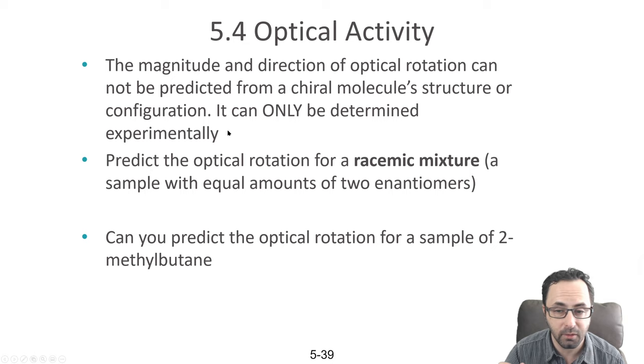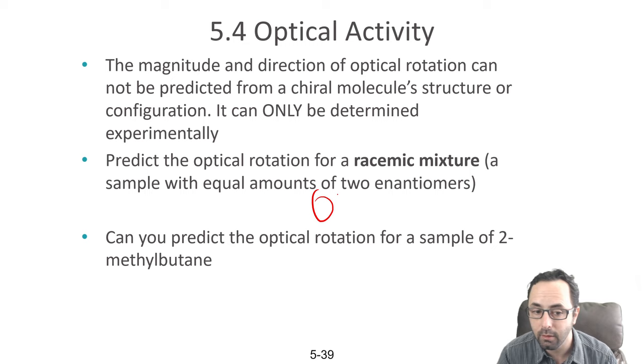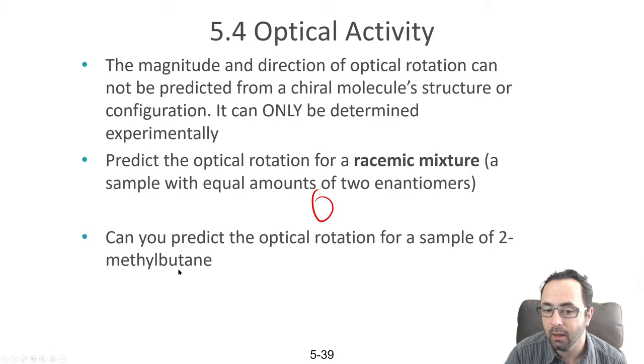And if you have a racemic mixture, so this is an important term that we're going to be using a lot, a racemic mixture means it has equal amounts of both of the two enantiomers. So you would predict the optical rotation would be zero. These rotations would cancel each other out. However, if you had a sample that is pure in one enantiomer, you could measure the optical rotation.